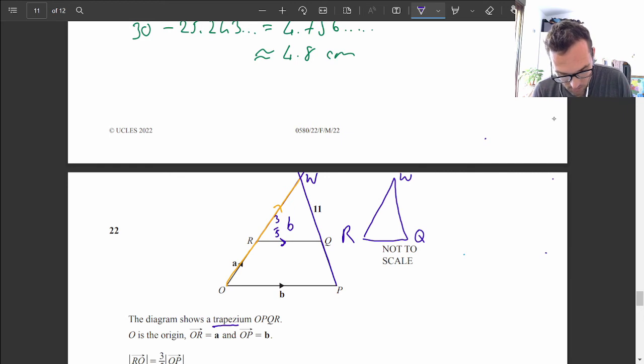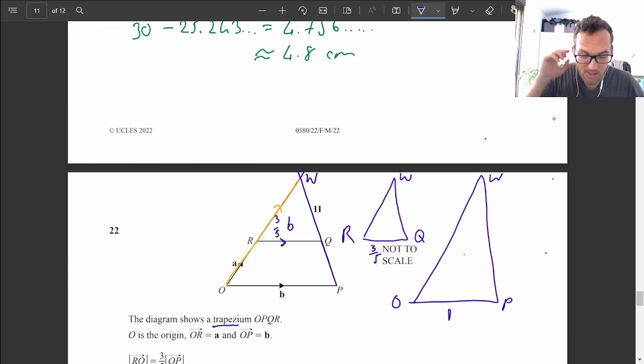And remember that RQ is 3/5. And then the bigger triangle is the W at the top and the O and the P. And if RQ is 3/5, OP will be 1. We know they're similar triangles because they've got all the angles the same. W is the same angle, and then we've got two parallel lines, alternate angles, so they are similar. It just tells us the smaller triangle is 3/5 of the bigger triangle. I hope that makes sense.